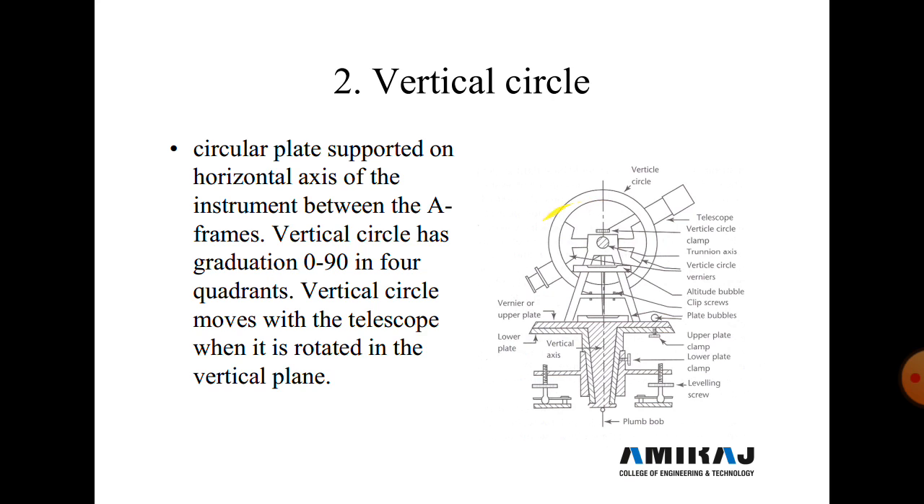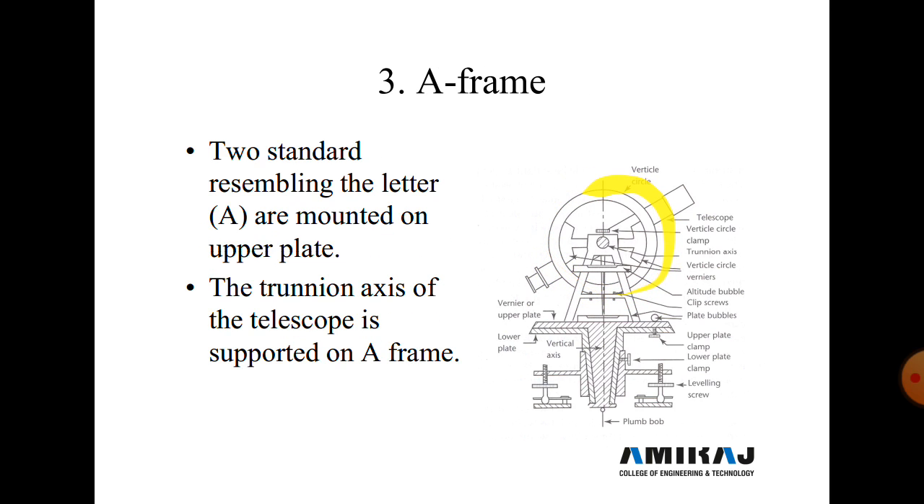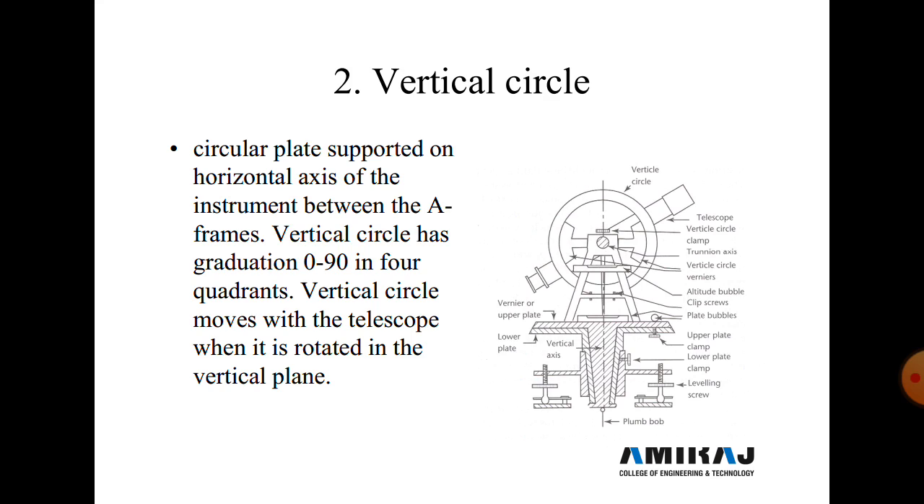And next is a vertical circle. Here this vertical circle is provided. The circle plate is supported on a horizontal axis of the instrument between the A-frame. This one is the A-frame, in alphabet A. The vertical circle is graduated from 0 to 90 degree in 4 quadrants, so the total 360 is there. And the vertical circle moves with the telescope when it rotates in a vertical plane only.